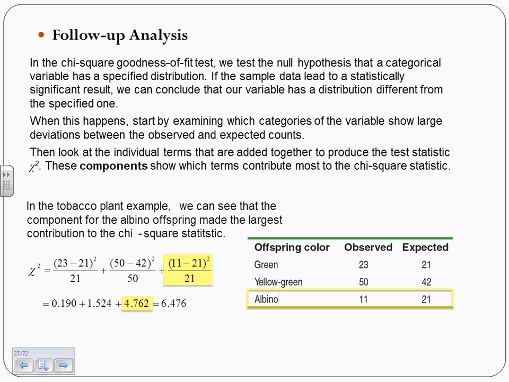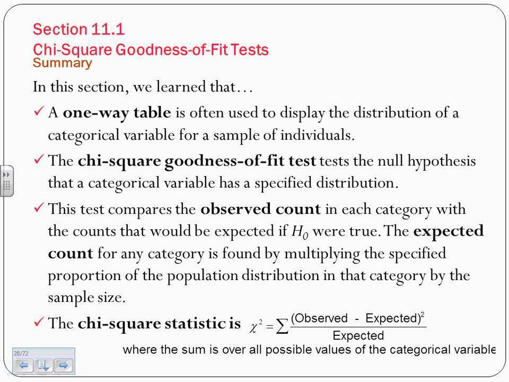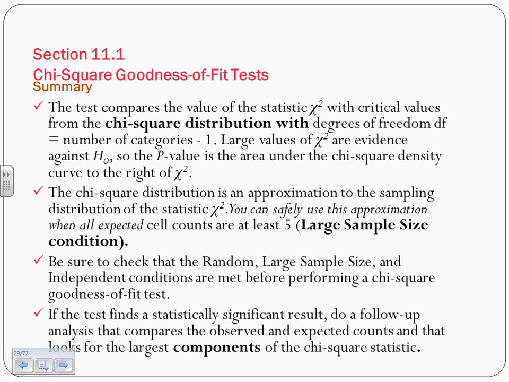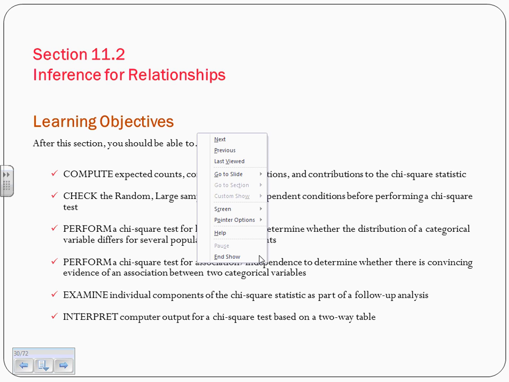Okay, so just a little follow-up. And here is your summary for the chi-squared goodness of fit test. And we're going to do the association and independence here in the next section. Okay, and we'll start that next time. Whenever you get to it. Maybe it's right now. I don't know.